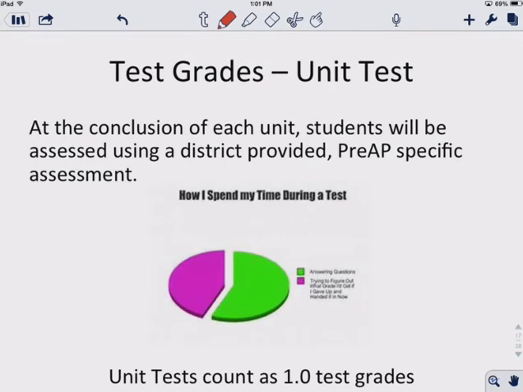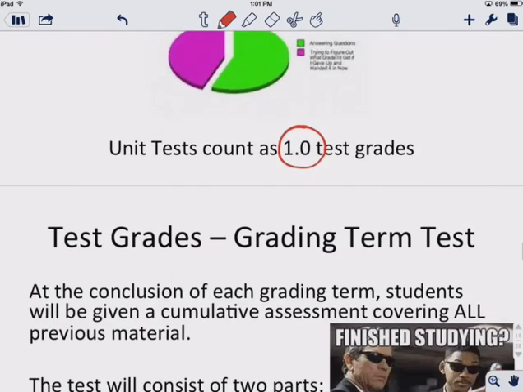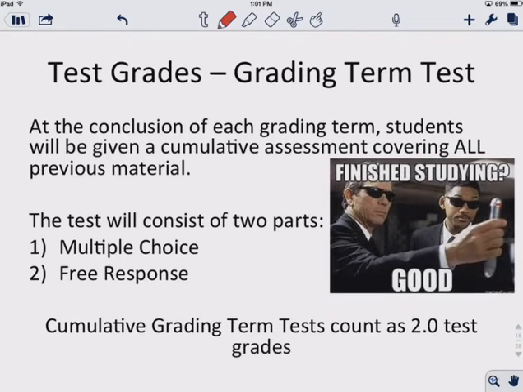Test grades. At the end of each unit or topic, we will have a district-provided test, and those tests will count as 1 test grade. And then lastly, each 6 weeks, we will have a cumulative assessment covering all previous material, and let me specify that all does not mean only what was covered in that 6 weeks. When we have our second 6 weeks cumulative test, it will cover everything from the beginning of the year.